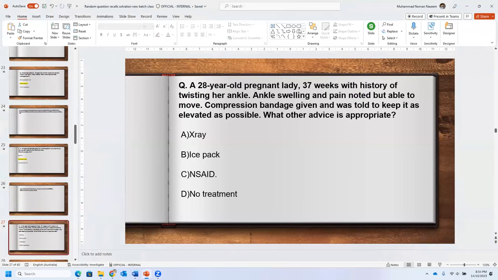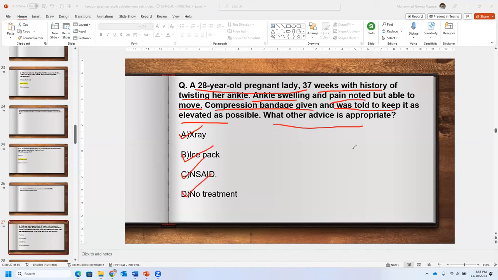All right. Next question. A 28-year-old pregnant lady, 37 weeks of gestation, history of twisting her ankle. Ankle swelling is there, pain is there, but she is able to move. There is no restriction of movement. You have applied compression bandage. You have asked her to keep it elevated. What other advice will you give to the patient? X-ray, ice pack, NSAIDs, or no treatment at all?